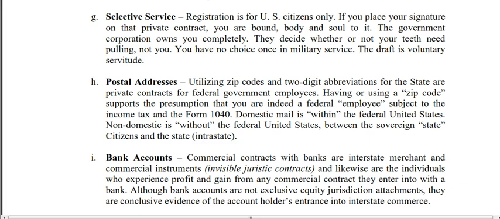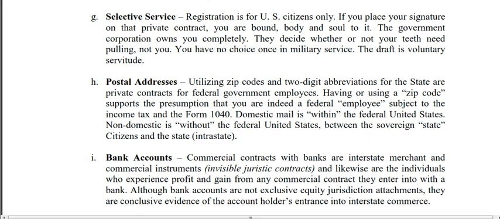Postal addresses. Utilizing zip codes and 2-digit state abbreviations are private contracts for federal government employees. Having or using a zip code supports the presumption that you are indeed a federal employee subject to the income tax and the Form 1040. Domestic mail is within the federal United States. Non-domestic is without the federal United States, between the sovereign state citizens and the state.